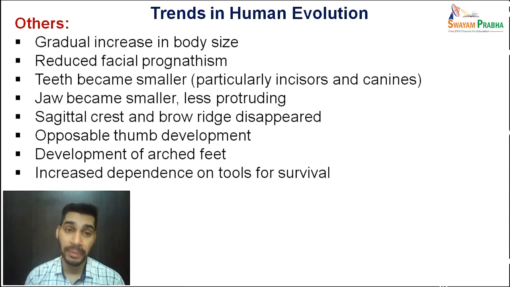Besides these major trends, there have been a number of other trends. For example, there has been a gradual increase in body size. There is a reduction in facial prognathism. The teeth became smaller, particularly the incisors and the canines. The jaw became smaller and less protruding. The sagittal crest and the brow ridges disappeared, which were there in the earlier primates, but now they are not there in modern humans. Development of the opposable thumb and development of arched feet are other interesting trends in human evolution. Besides that, there has been an increased dependence on tools for survival.